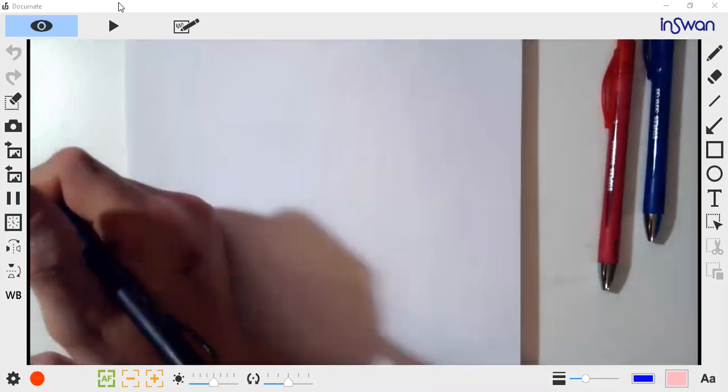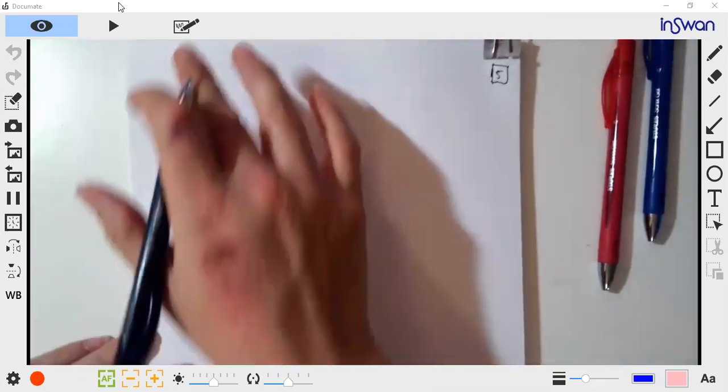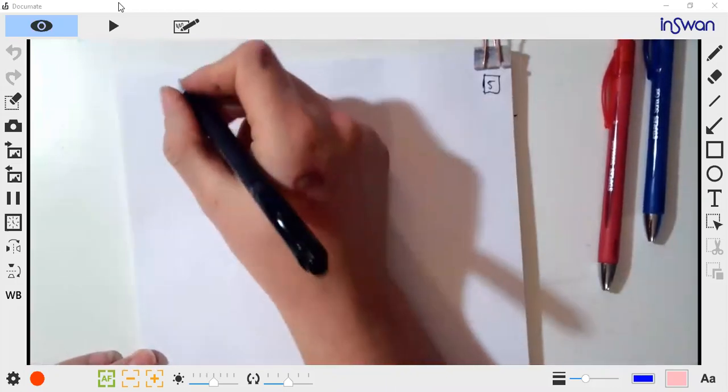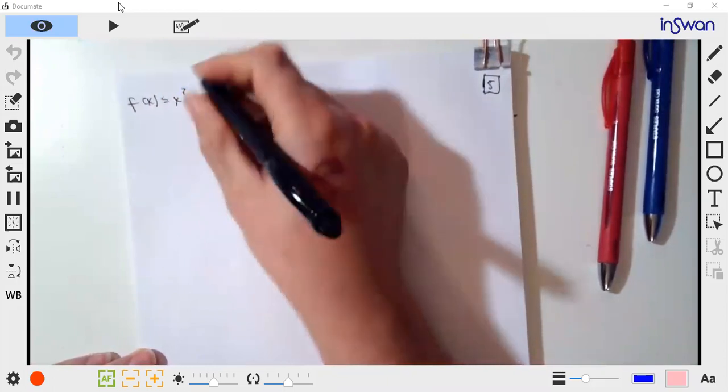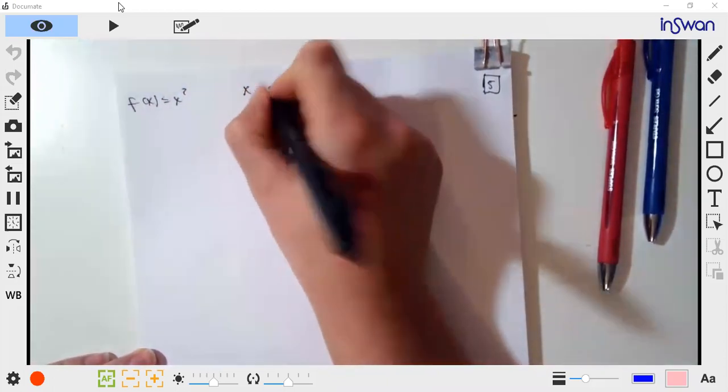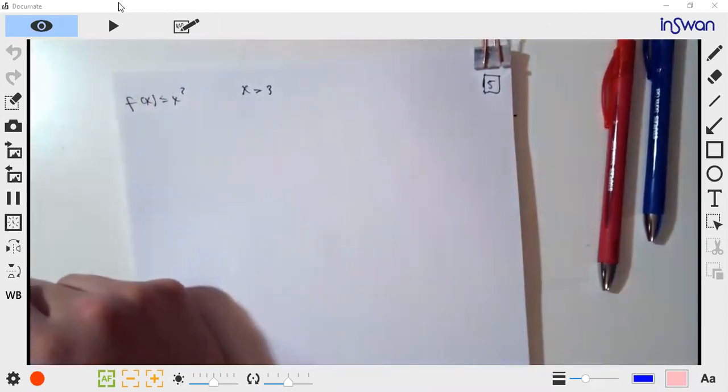All right, so let's apply this. Let's just apply this knowledge. Let's say we have some function f of x is equal to x squared, and we want to know what is the slope of the tangent line at x equals 3.